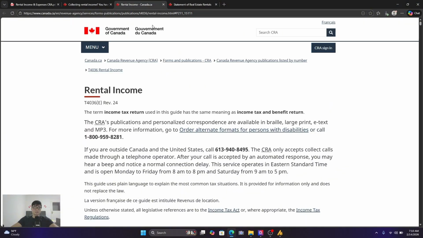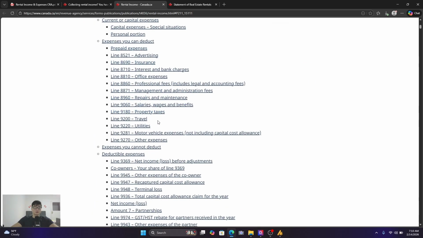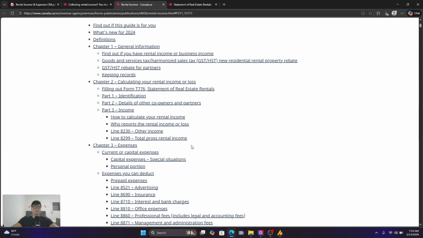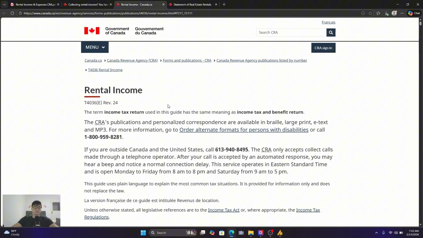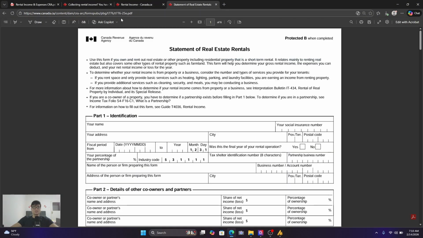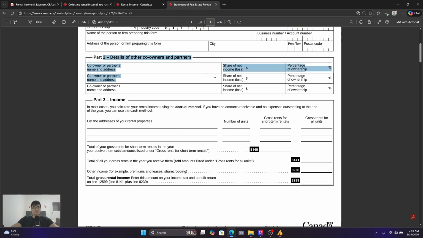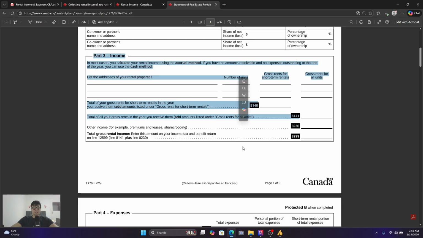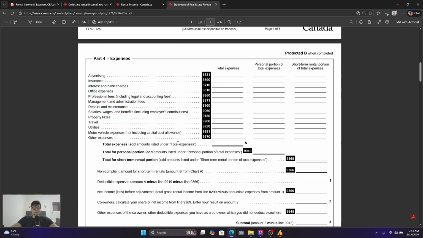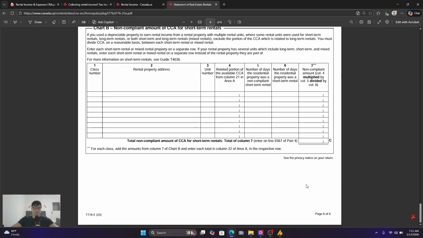Again, if you are interested in looking at the whole publication related to rental income, I would suggest you go to the CRA website. Here you can see everything related to the rental income that they have. Again, remember the CRA has these publications for you to learn that you can actually do your own rental income, and you can show it on your tax return. If you are doing your tax return, remember it's T776. That is the statement of rental income. Very straightforward. You have to fill out your identification, any co-owners or partners, show your income, and then show all your expenses here, and it'll just flow through and go into your T1.